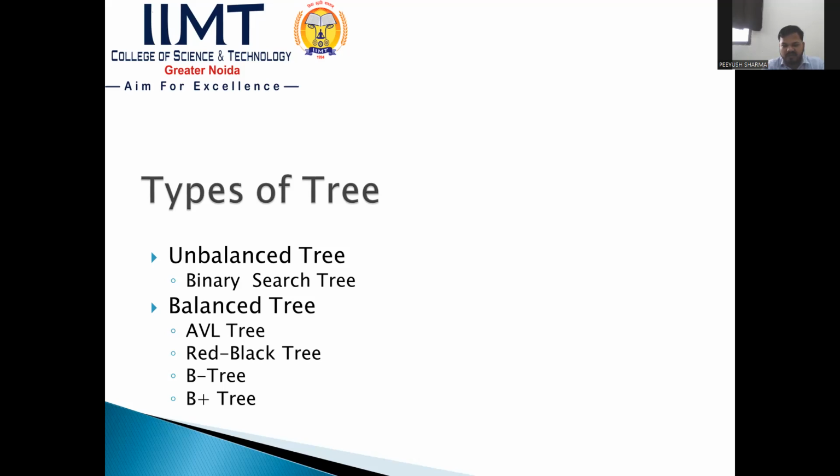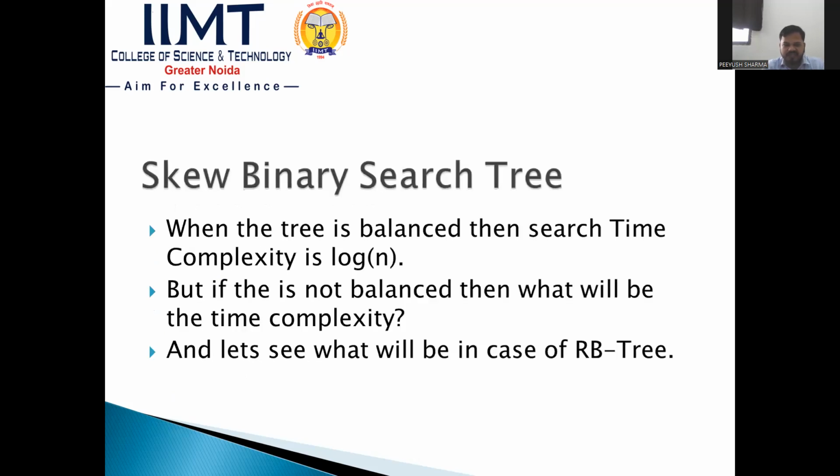When we talk about balanced trees, there are several types of balanced tree: AVL tree, red black tree, B tree is also a balanced tree, and B plus tree is also a balanced tree. So why are there so many balanced trees? If we already have the AVL tree, then why red black tree? Why B tree? Why B plus tree? Let us understand why so many trees.